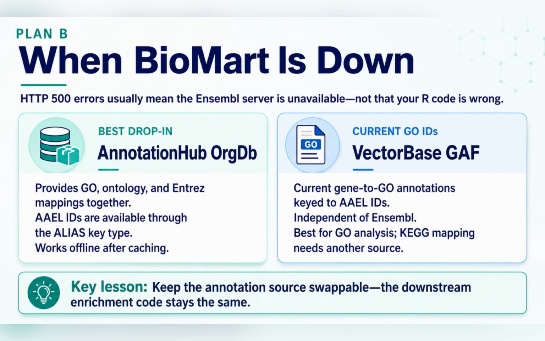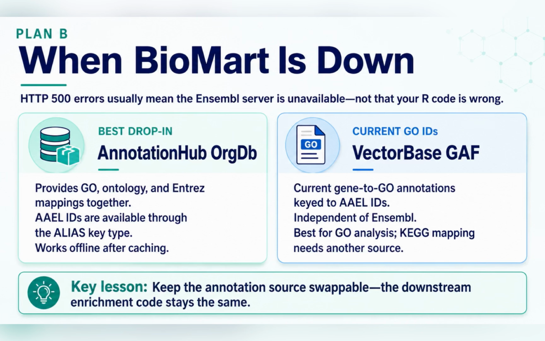Sometimes the Ensembl genome server may be temporarily unavailable and return an HTTP 500 internal server error. In that situation, we can use an alternative annotation source. One option is to search Annotation Hub for an available ORGDB resource. Another option is to download a gene association file, or GAF file, from VectorBase or another current annotation provider.